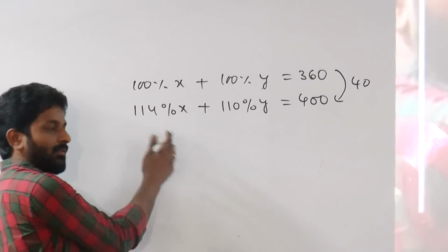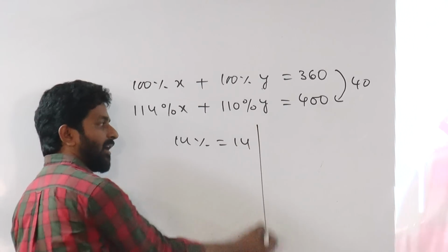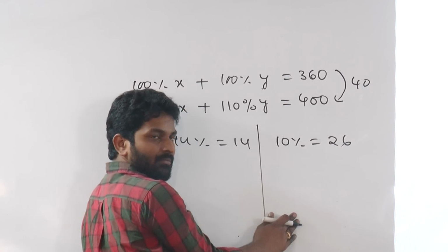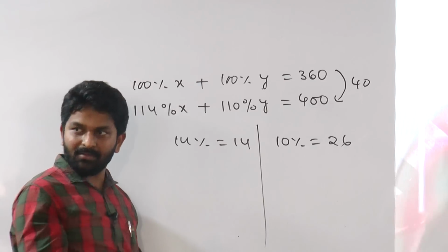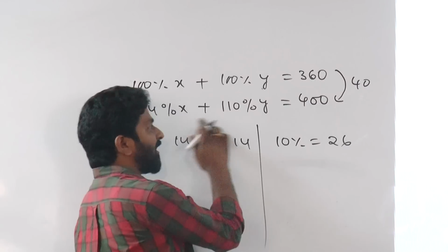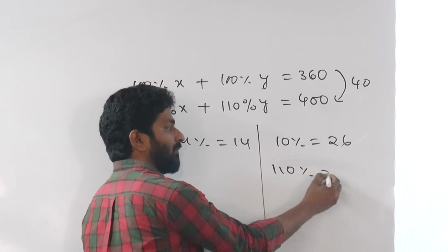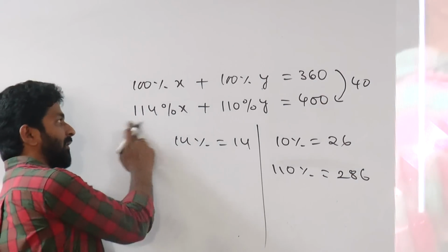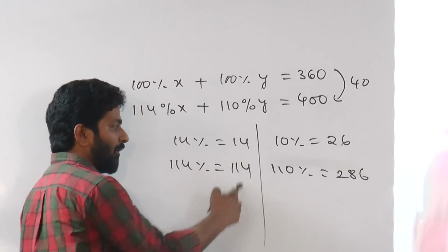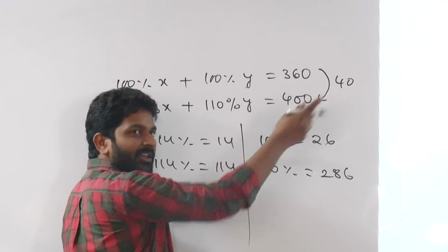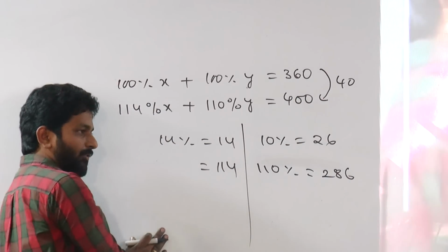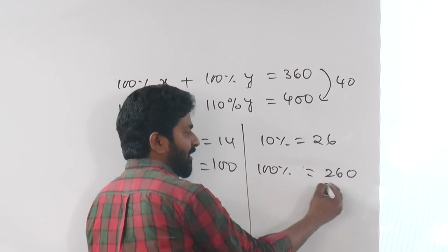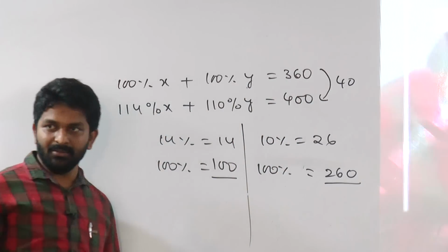What is the increase in the first number? 14% is equal to 14. Increase in percentage, 10% is equal to 26. Yes or no? I am trying to verify the first option. Work done in the second case: 110% is 11 into 26, which is 286, 10 times plus 1 time. In the first case, 114% is equal to 114. 114 plus 286 is 400. Satisfied, hence the right answer. Or else, 14% is equal to 14, 100% is equal to 100. 10% is 26, 100% is 260. 260 plus 100 is 360. Done in the first case. Verified, so this is the right answer.